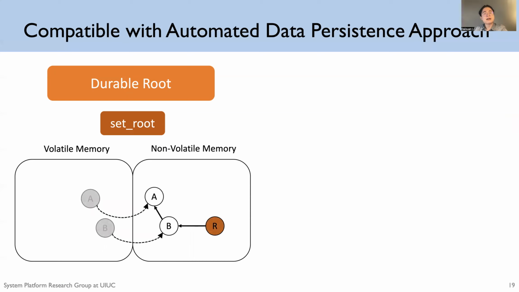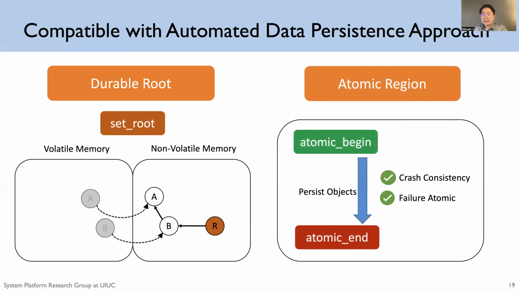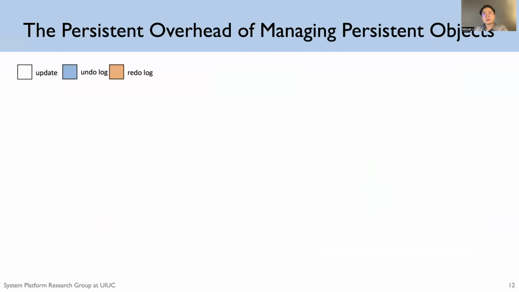non-volatile memory. With the second API, programmers can use the interfaces atomic begin and atomic end to specify a failure atomic region that provides crash safety for all the durable objects in it and also provides all-or-nothing visibility outside the atomic region. We now look at how to have an efficient implementation of the persistent object sharing.